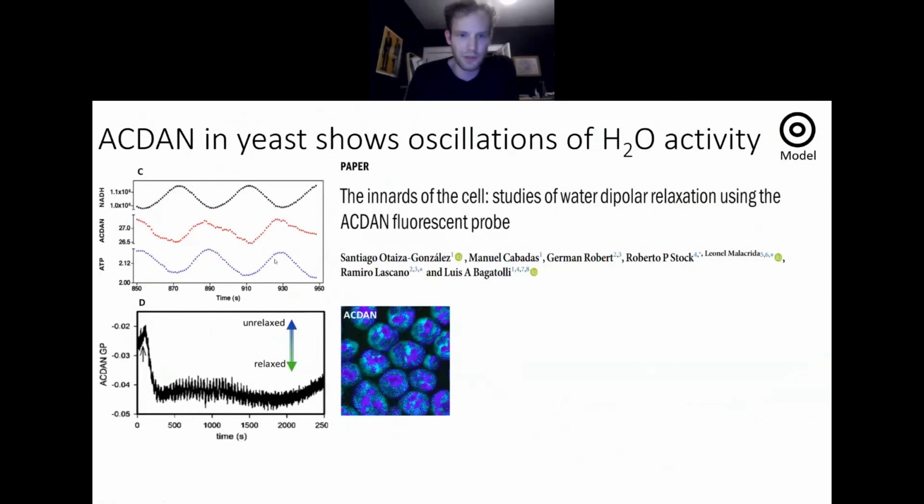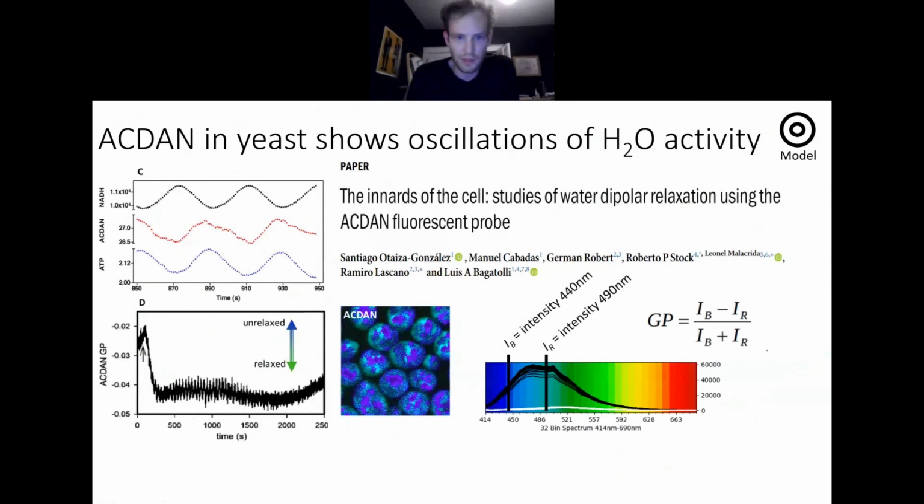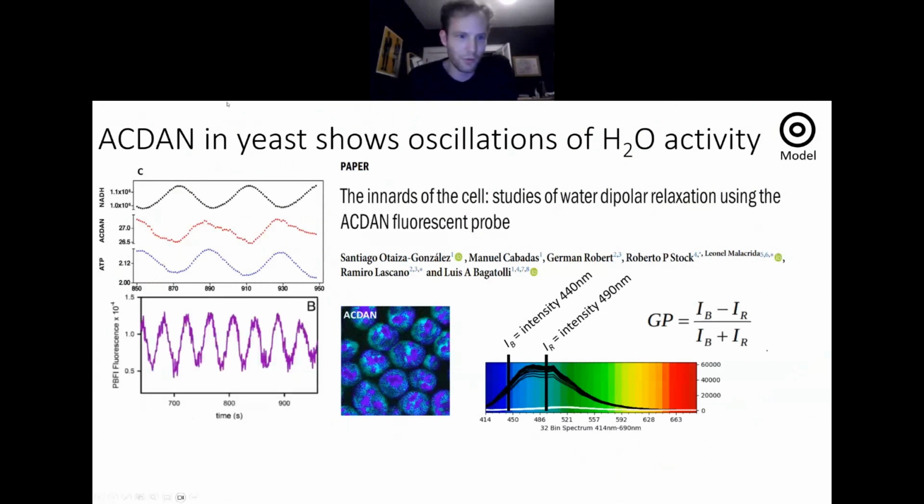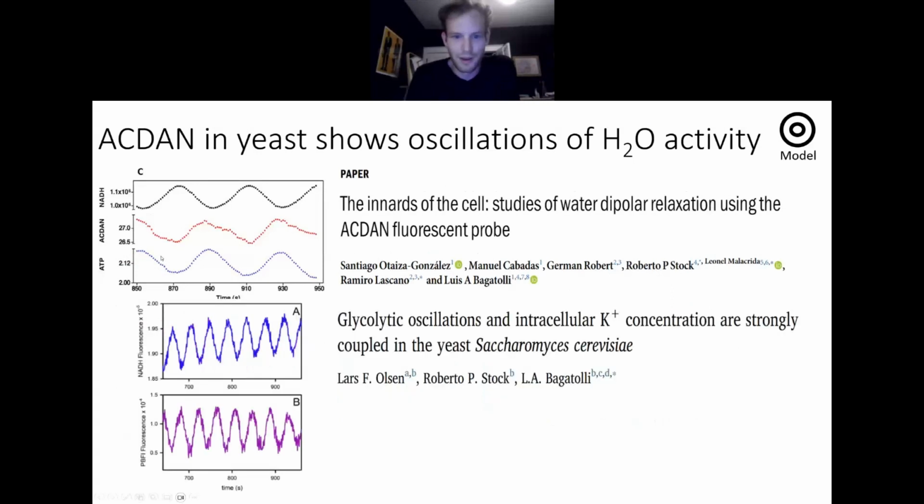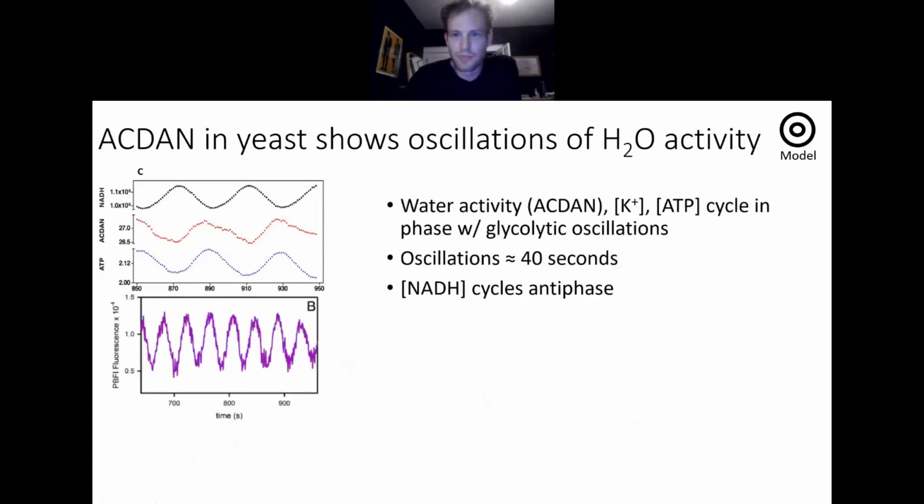So in synchronized cells that are talking to each other, they see that there's all these fluctuations of the water activity, the amount of metabolites, potassium levels, ATP levels, and water polarization. And they use this to establish this theory that glycolytic oscillations and intracellular potassium concentrations are strongly coupled in yeast, Saccharomyces cerevisiae. And this allows them to build kind of a biophysical model of the cell, when it's almost like these waves are like the cell breathing, right? And so what does this kind of mean?